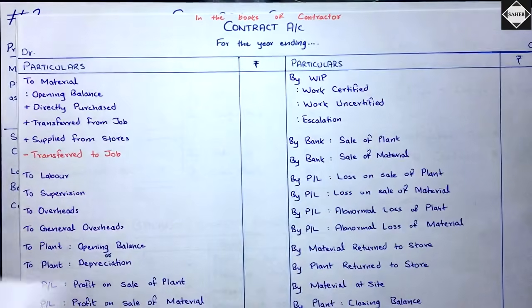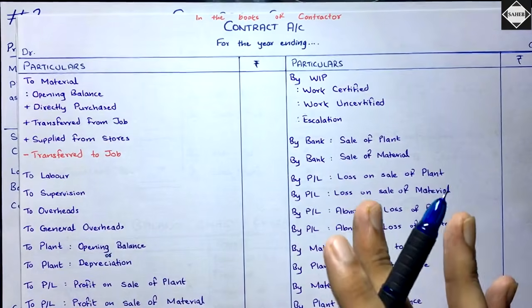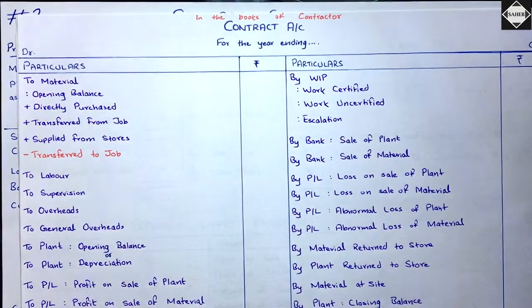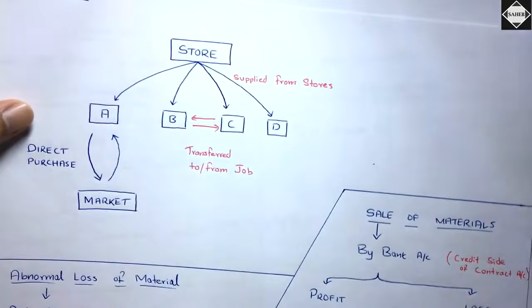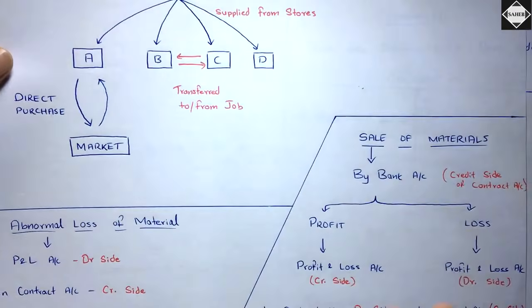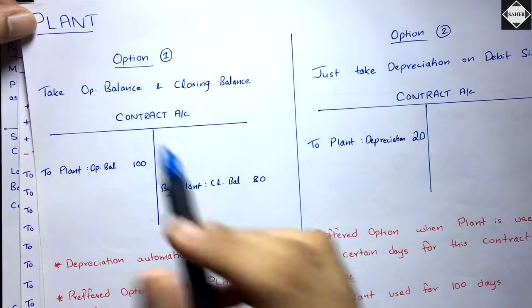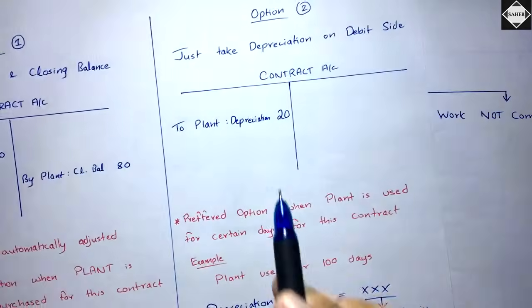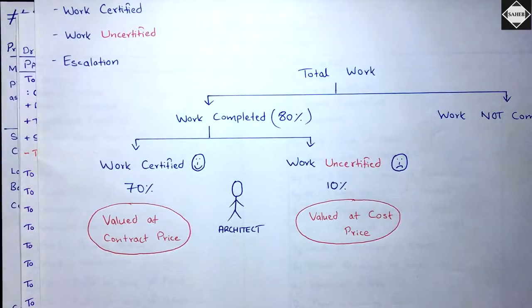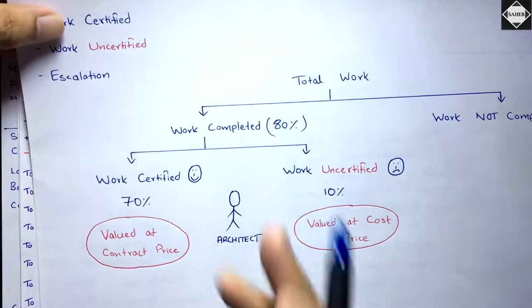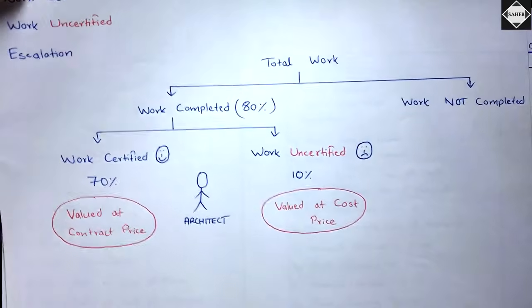We also saw the format of the contract account in much detail, and we discussed each and every item. For the materials we used this slide to understand materials, sale of materials, abnormal loss of material, and also the plant. How do you have to take the plant? There are two options: either take the opening balance and closing balance, or just take the depreciation. We discussed all of these things in detail, and then work in progress also, work certified, work uncertified.